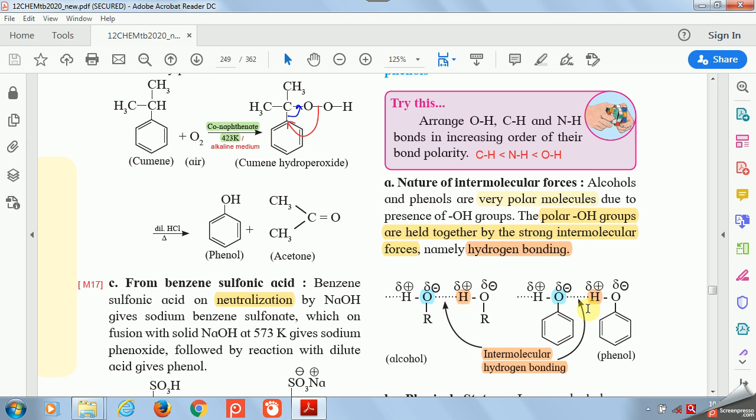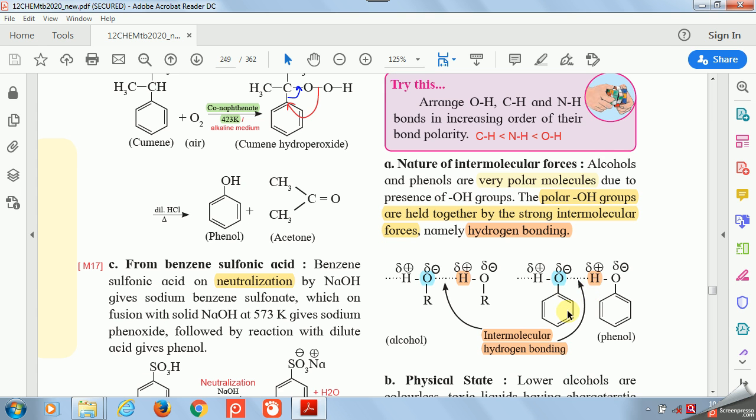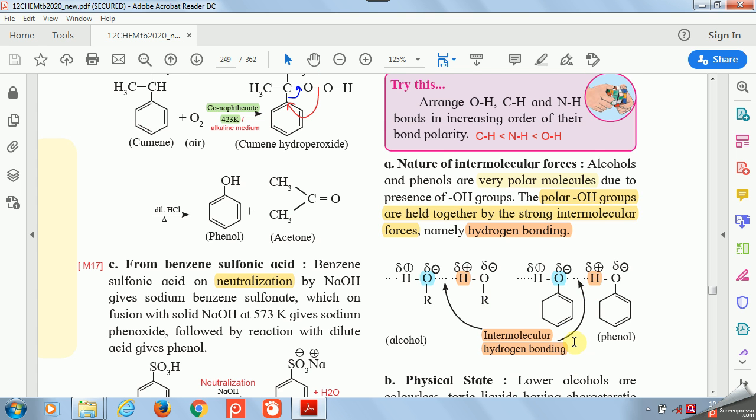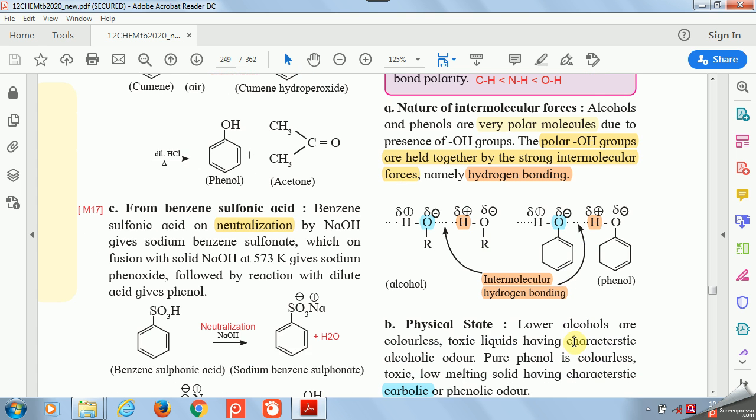Similarly, you can observe the intermolecular hydrogen bonding in phenol. So the hydrogen bonding between two different molecules is called intermolecular hydrogen bonding. So this is the important point for your physical property.